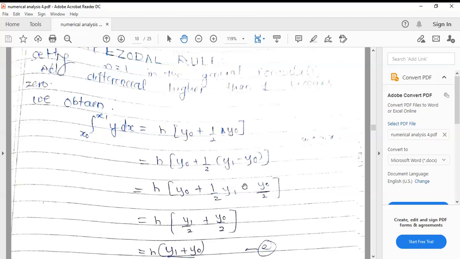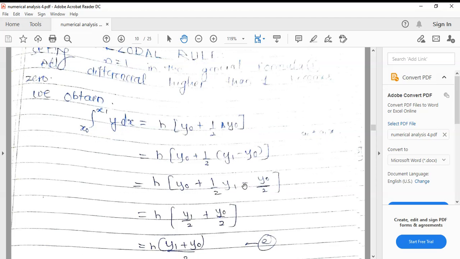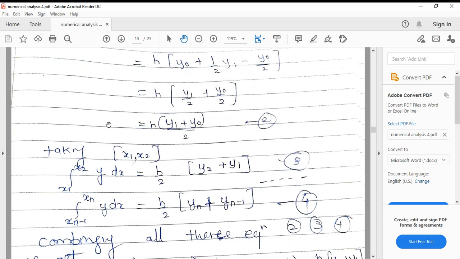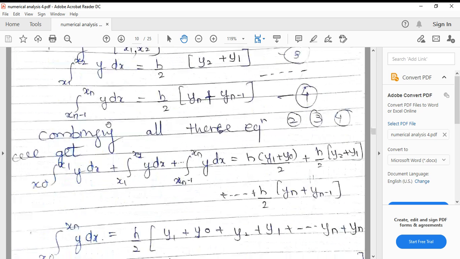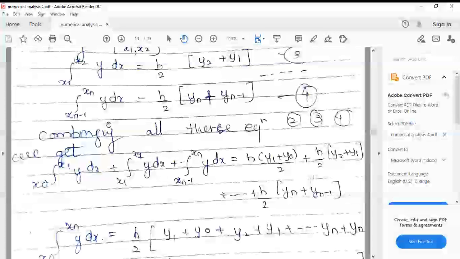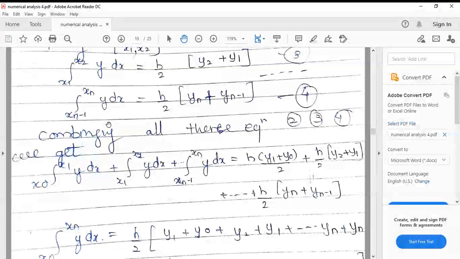In the trapezoidal rule, you put n equal to 1 and find the integration from x naught to x1. If you put n equal to 1, the suffix of x is 1. Then calculate this and you will get h by 2 times (y1 plus y naught). Similarly, for x1 to x2, it is h by 2 times (y1 plus y2).